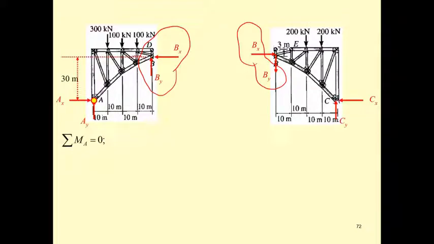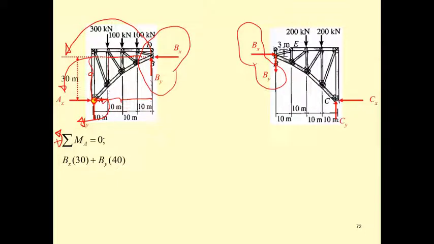Okay, so take the moment at A first, and you may see that B sub x is going to rotate this, and it's going to be times 30. B sub y is going to rotate the same as B sub x in the counterclockwise direction. Then it's going to be times 40. If the counterclockwise is positive, they are going to be this.